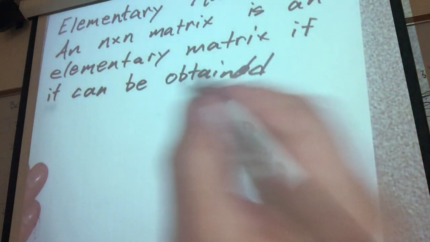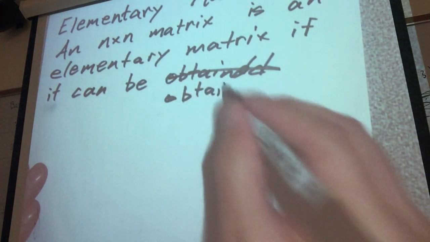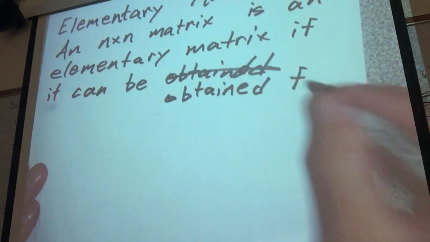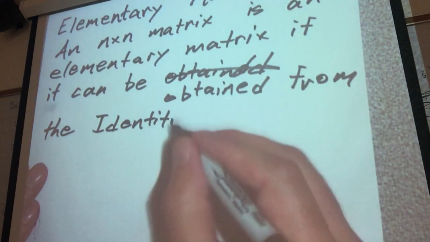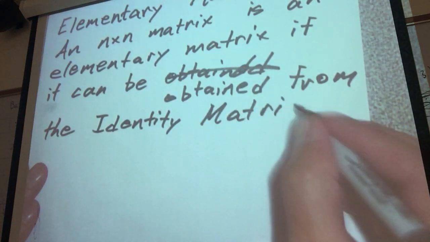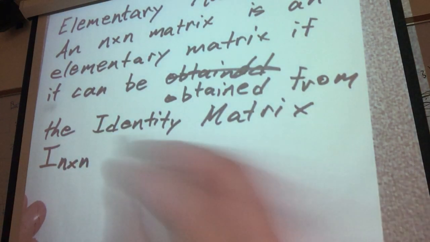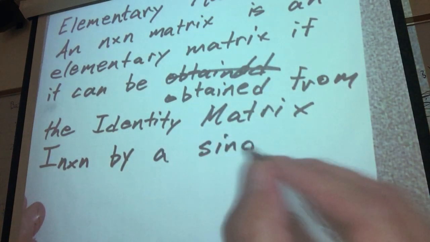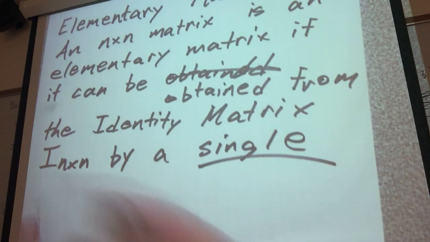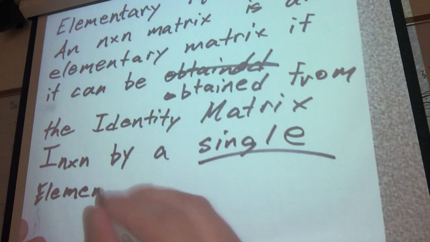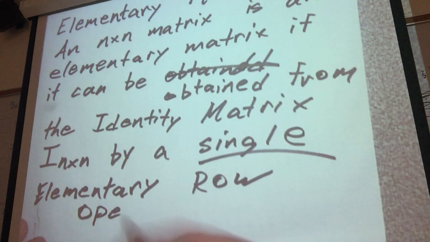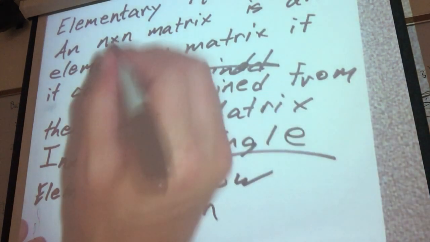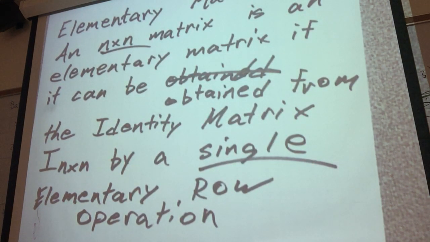That's an E. Okay. Let me write that. From the identity matrix, okay, and that's going to be I, which is n by n, by a single, underline that one, okay. Give everybody a second to write that down.